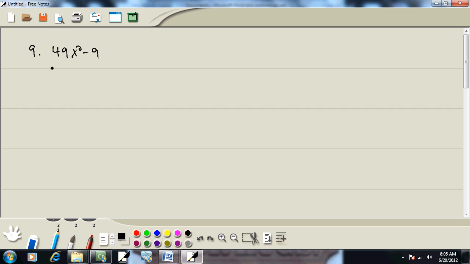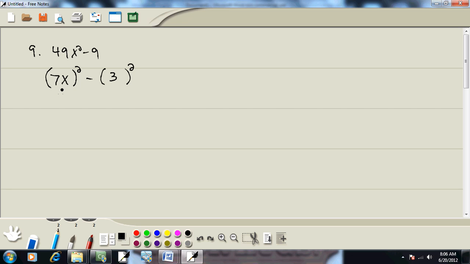With difference of squares, you try to rewrite this as something squared minus something else squared. And you look at each piece separately. I'll start with the 49. You ask yourself, what times itself gives you 49? Well, 7 times 7. Look at the x squared, and you ask yourself, what times itself gives you the x squared? Well, x times x. And the 9 would be 3 times 3.